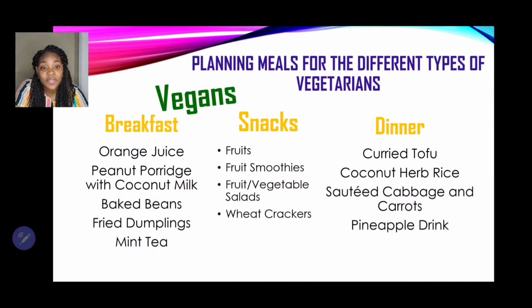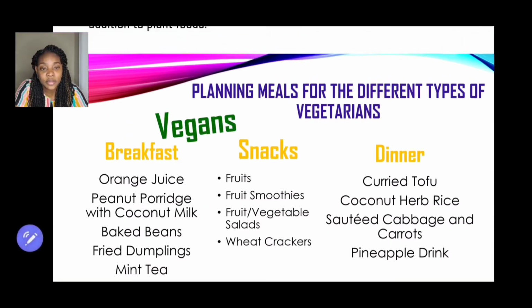So all of these products, if you notice, they are from plant sources. So even for the protein in the breakfast, where we have the baked beans, that is from the legumes and nuts food group. And the baked beans provide us the major nutrient there, which is protein.